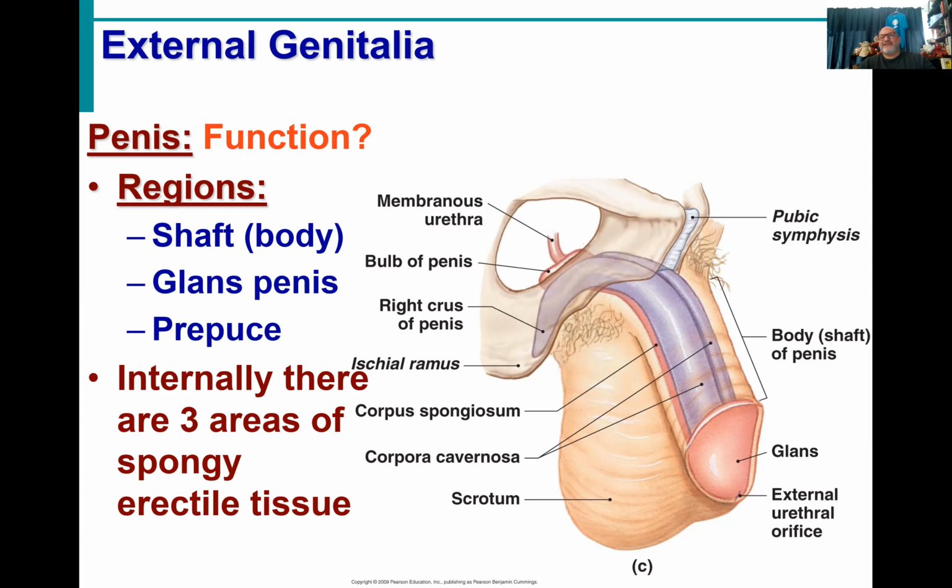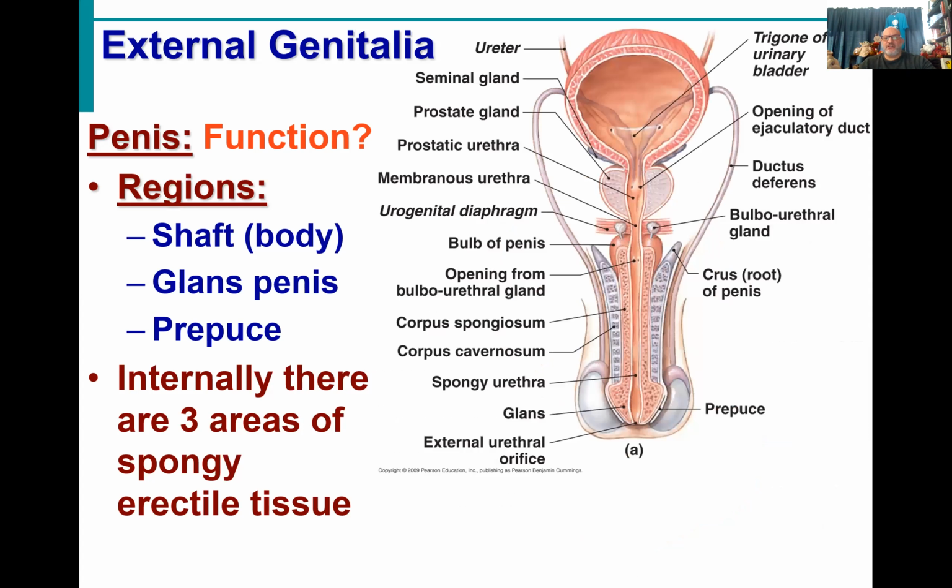All right, when we look internally, as we see here in the penis, there are three main regions containing a special spongy erectile tissue that is what turns the penis into the copulatory organ that it is. And we'll talk about the function of that in a moment. Here we see kind of a longitudinal view through it. And we can see a couple things here.